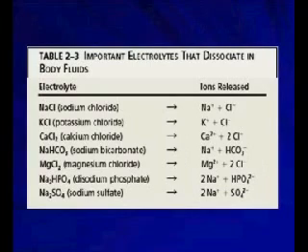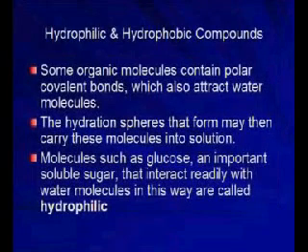Table 2.3 demonstrates important electrolytes that dissociate in body fluids. These include sodium chloride, potassium chloride, calcium chloride, sodium bicarbonate, magnesium chloride, disodium phosphate, and sodium sulfate.